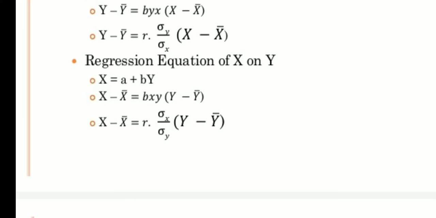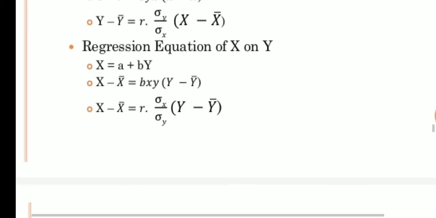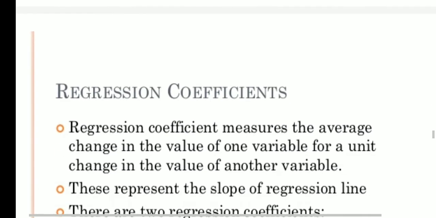Next, the regression equation of x on y. Here x is the dependent variable and y is the independent variable: x equals a plus by. Similarly, x minus x bar equals bxy into y minus y bar, where bxy is the regression coefficient of x on y, and x minus x bar equals r into sigma x upon sigma y into y minus y bar. These are the different formulas. You can use any one of these depending upon the values given.